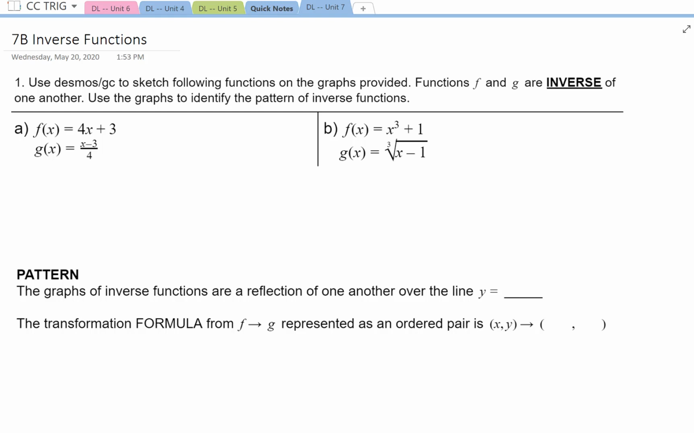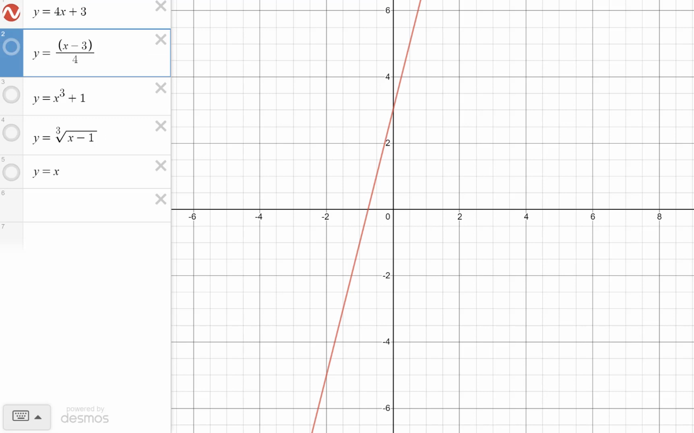To begin, we're going to use Desmos or a graphing calculator, if you have one, to sketch the following functions. These functions are inverses of one another.